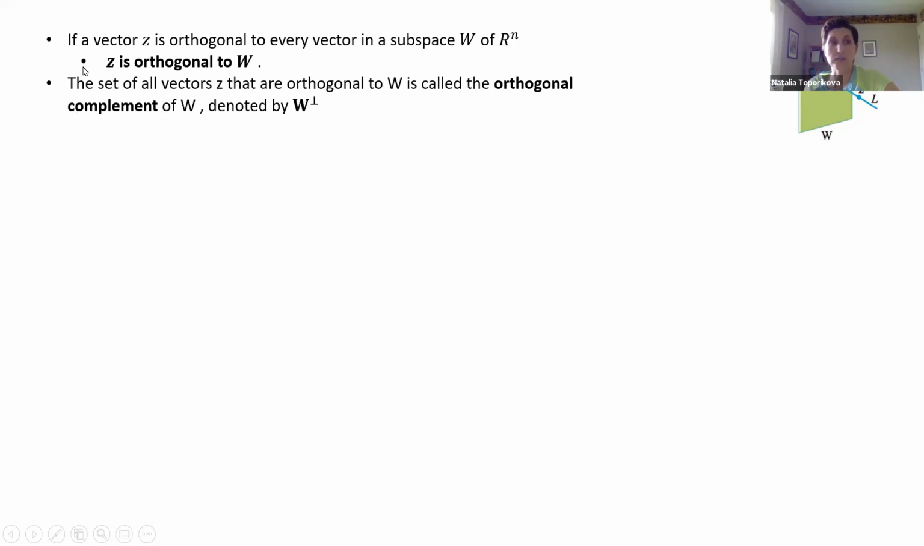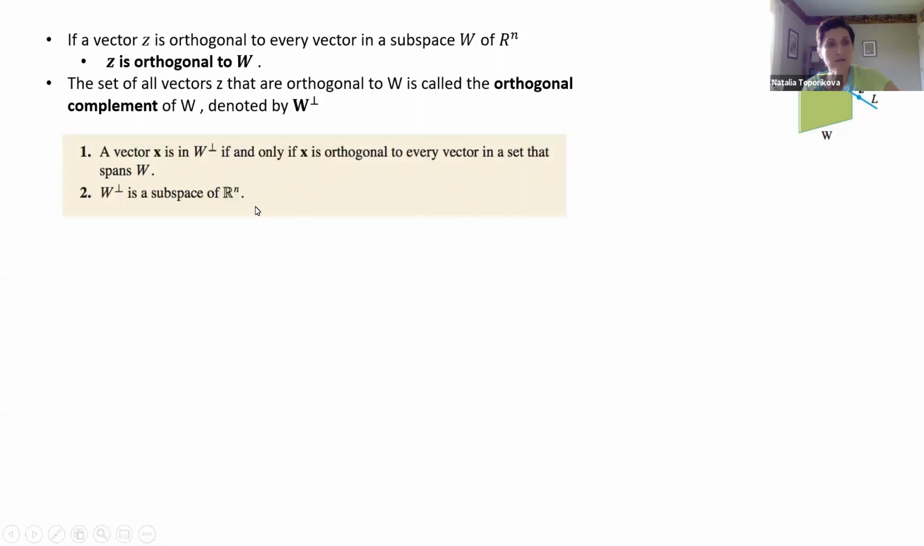But in general, we say that the set of all vectors Z, which are orthogonal to a given subspace W, is called the orthogonal complement. It is denoted with the same letter as our original subspace W, but it has this upper index, kind of like a flipped T, which denotes the orthogonality, or orthogonal complementarity.